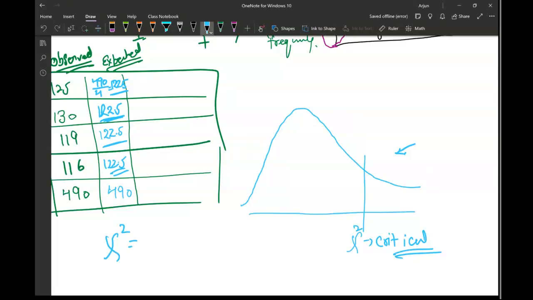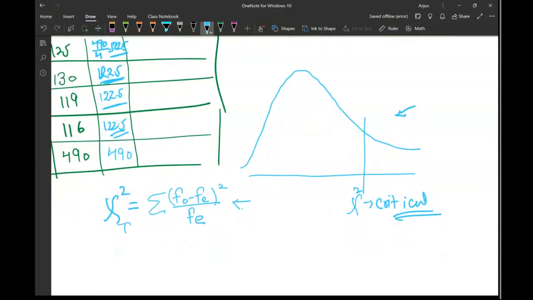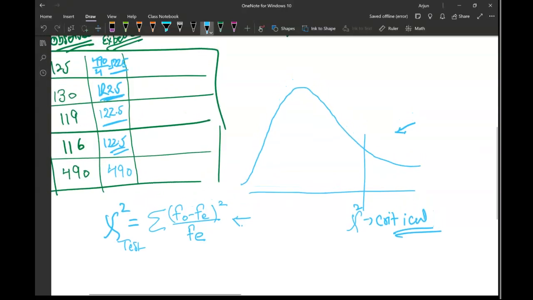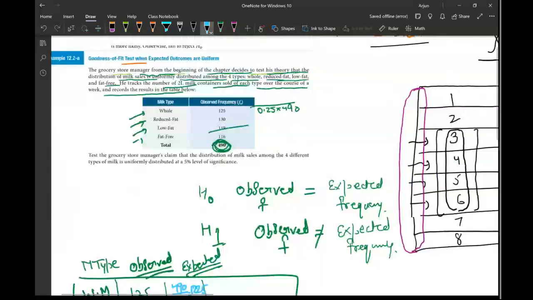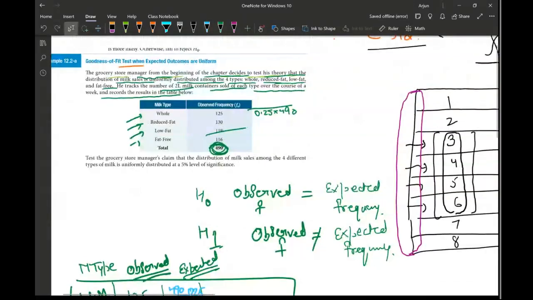How do you find out the test value? You use the function (FO minus FE) squared divided by FE. This is the formula you're going to use to figure out the chi-square test value, and then depending upon where this test value lies, you will reject or accept the null hypothesis. Now, how are you going to find the critical value for this question? Critical value, you will look into the table.